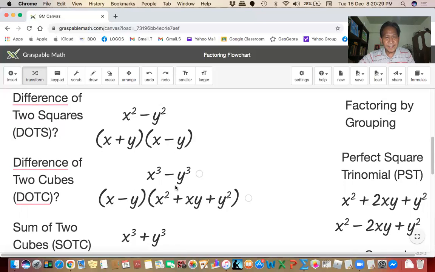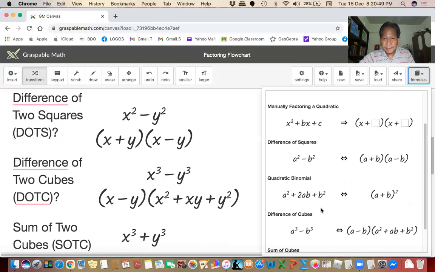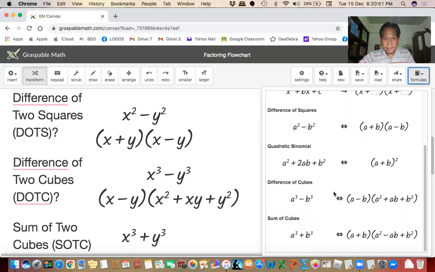Now you can see how the difference of 2 cubes and the sum of 2 cubes are alike and how they differ. Let's do the factorization of the sum of 2 cubes. All right, this is how the sum of 2 cubes would go.